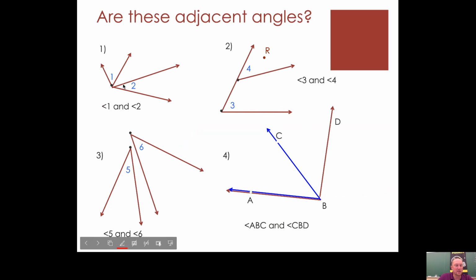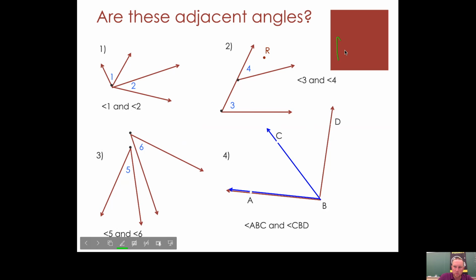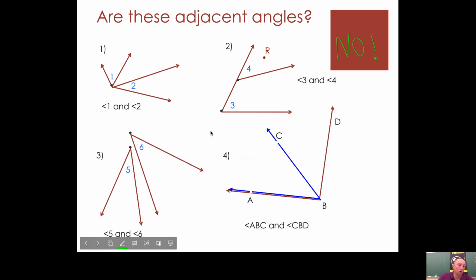Are these adjacent angles? So they give you a pair of angles in each of these examples. Are these adjacent angles? No, for all of them. And we're going to talk about why. So the previous slide, that's what adjacent angles look like, angle 1 and angle 2. This is what adjacent angles don't look like. These are not adjacent. Angle 1 and angle 2 are not adjacent angles.